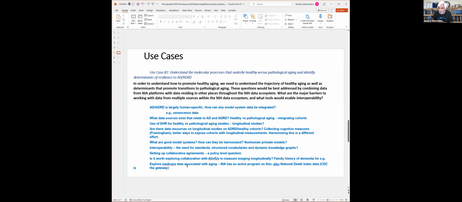And then explore Medicare data associated with aging. Apparently, there are efforts in Medicare. NIA has an active program on this. Also, National Death Index data from CDC. CDC is a gateway for this and it can be integrated. So these were recommendations that were made based on the use case recommendations. So this is our summary of where we were. I hope I didn't miss anything. And our scribe has taken extensive notes, and he will also present the video. Thank you for allowing me to present this.